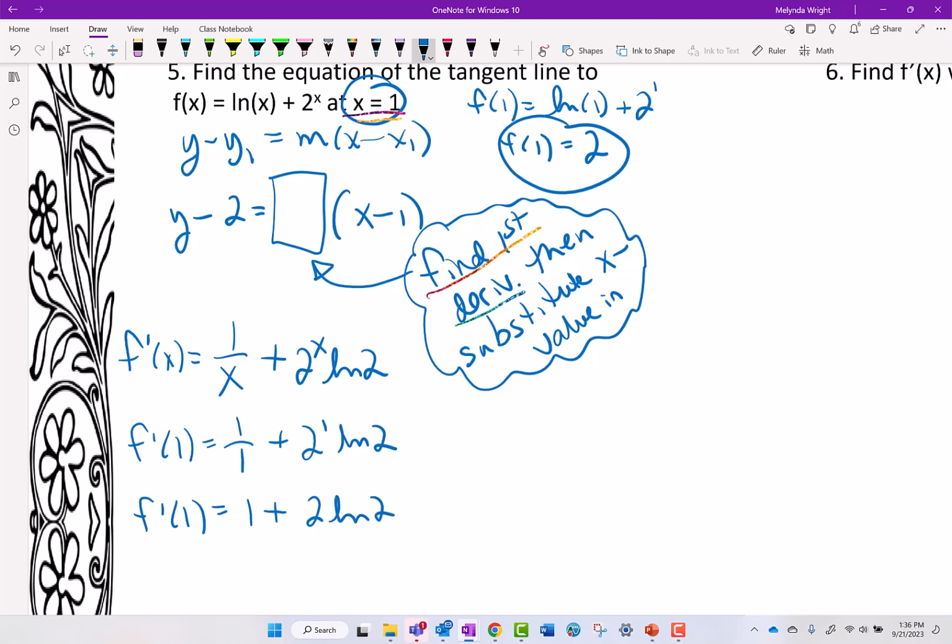And I know that's not pretty. Okay, I probably just upset it. Oh, I'm so sorry to call you not pretty. You're lovely, but a little prickly. I mean, 1 plus 2 ln 2 is kind of weird. I'm not going to lie.